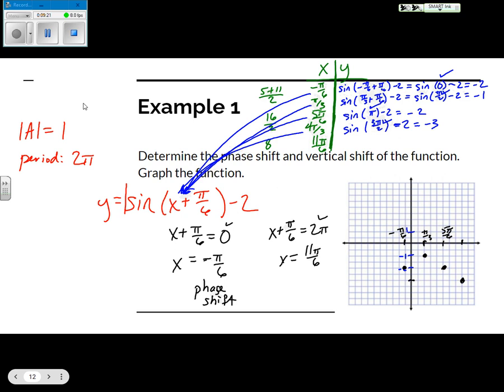And then 11 pi over 6. When I plug in 11 pi over 6 right here, and I add pi over 6 to it, that gives me 2 pi.